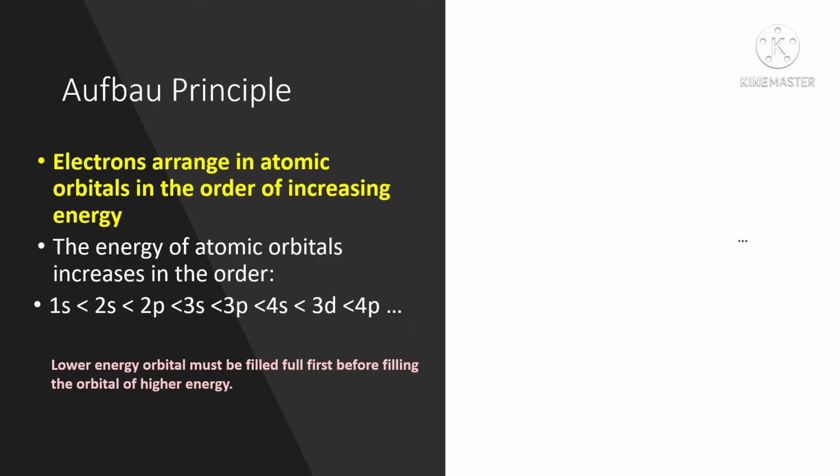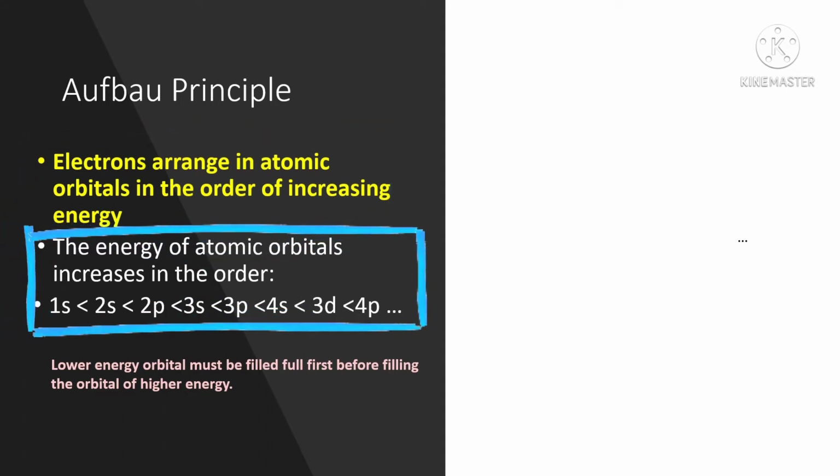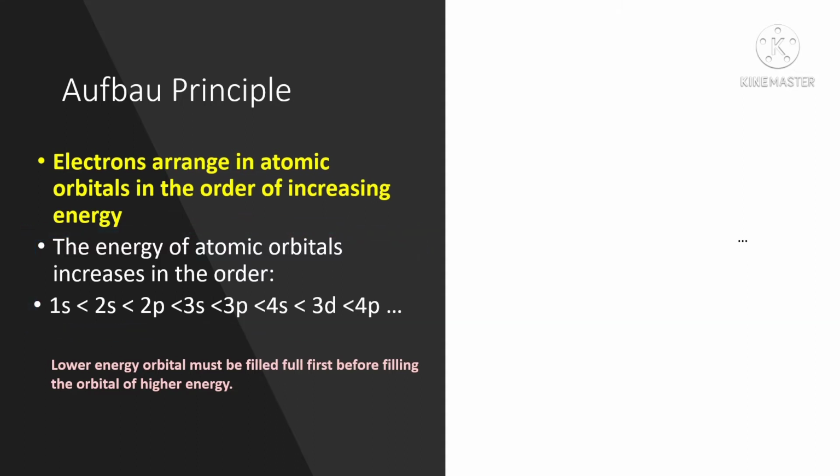Electrons fill out the atomic orbitals based on 3 principles or rules. The first principle is called the Aufbau principle. According to the Aufbau principle, electrons arrange in atomic orbitals in the order of increasing energy level. The energy of atomic orbitals increases in the order of 1s, 2s, 2p, 3s, 3p, 4s, 3d, 4p, and so on. So how do we get this order?